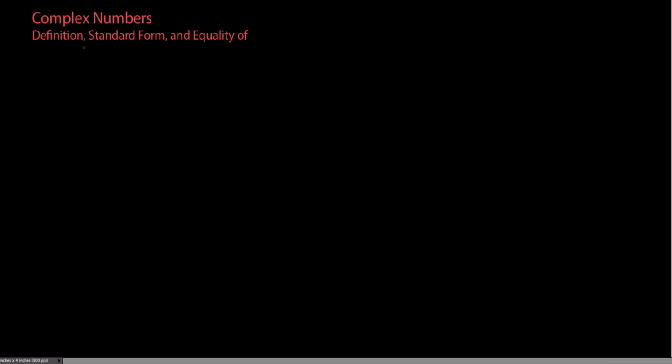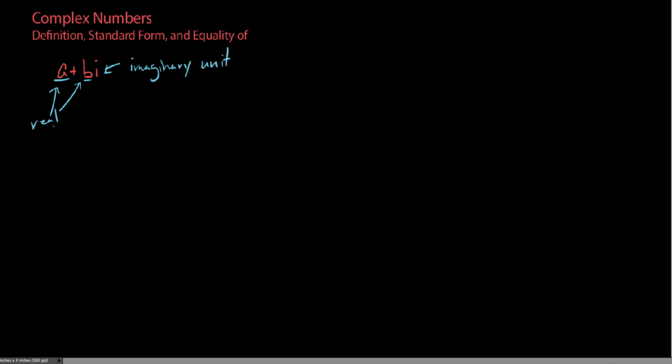We define a complex number as any number of the form a plus bi. There are a few things we want to point out about this, starting with this: we have the imaginary unit i. Just recall that the imaginary unit is equal to the square root of negative 1. We say a and b are both real numbers.